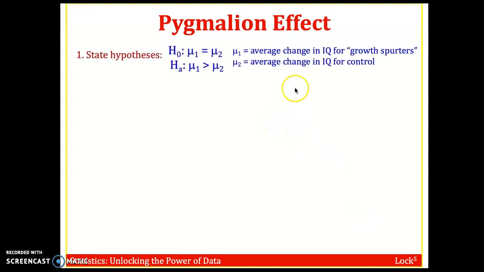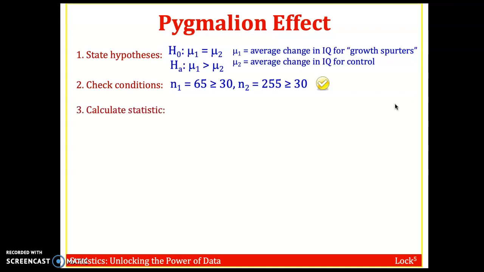In the last video, we were going over a hypothesis test, where the claim was the average change in IQ for growth spurters was the same as the change in the control group. We made sure that our conditions were met. Sample sizes were both at least 30.